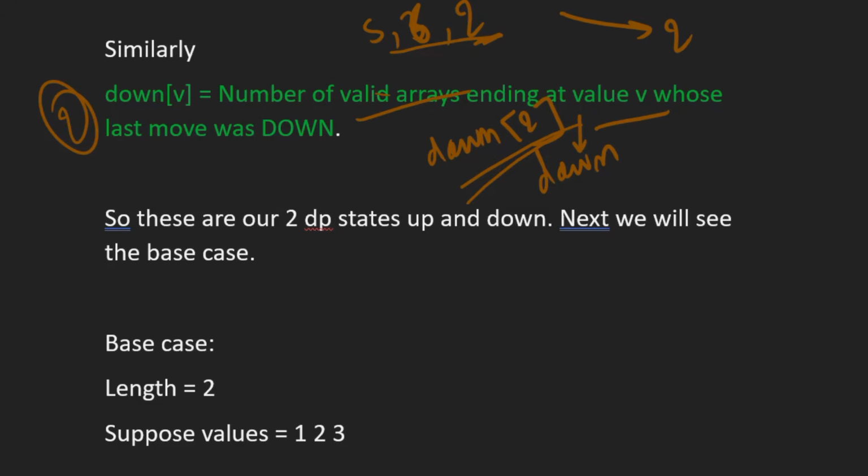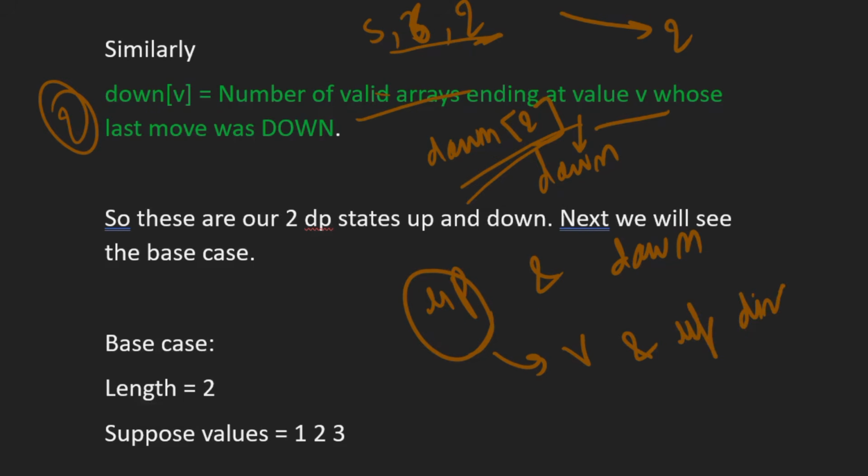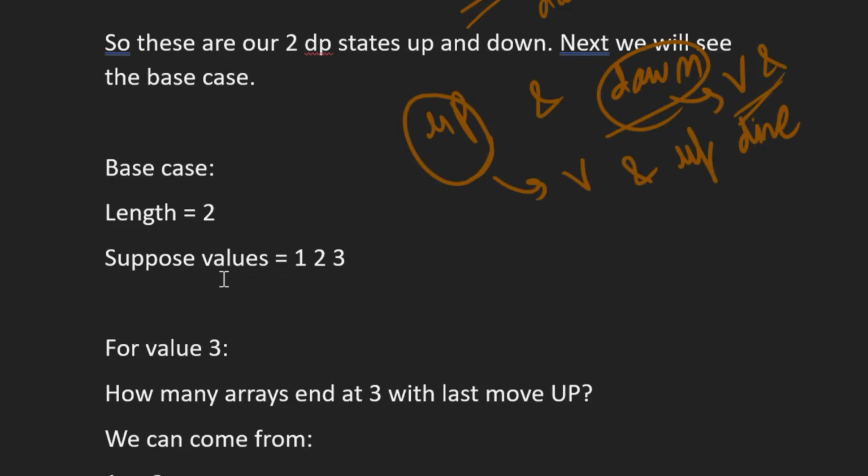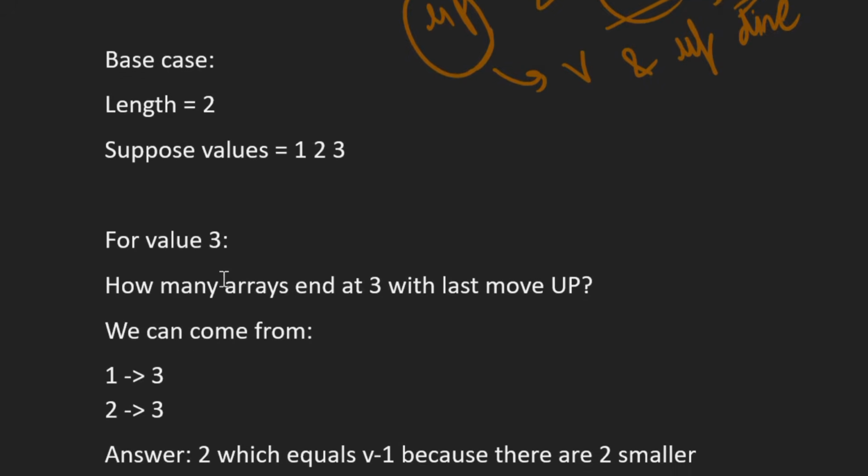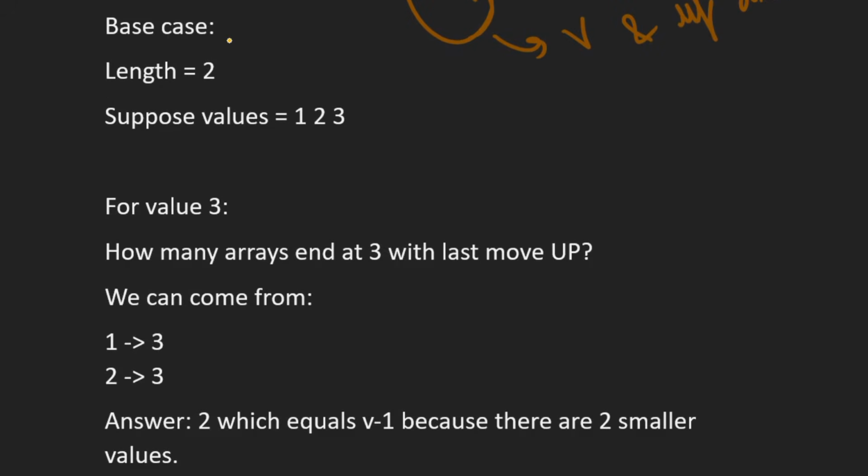So this array 5 6 2 will contribute to down of 2, right? So these will be our two dp states, up and down, where up will store the number of valid arrays that are ending with value v and the last move is in the up direction, and down will store the number of valid arrays that are ending with value v and the last move is in the down direction. So these are the two dp states. Now next we will see the base case, right?